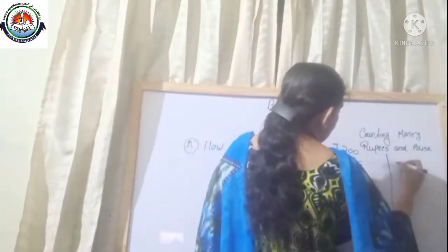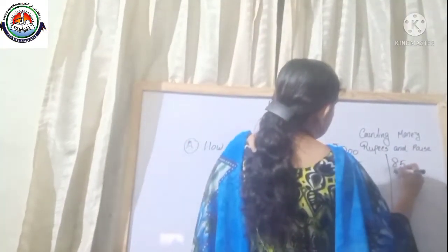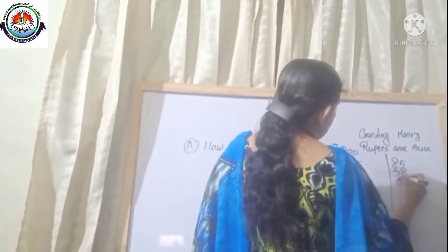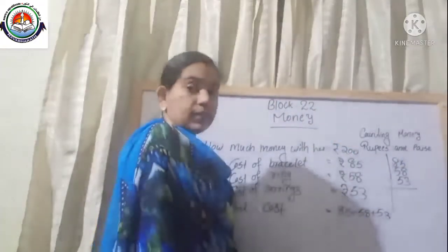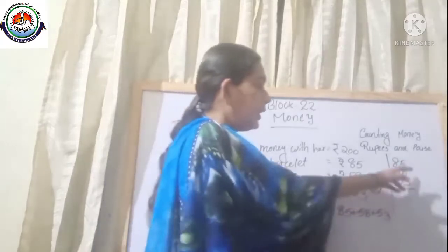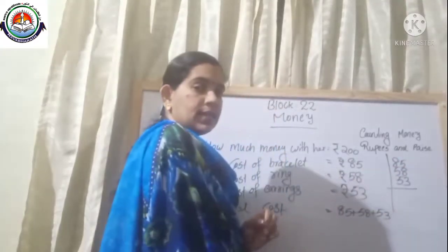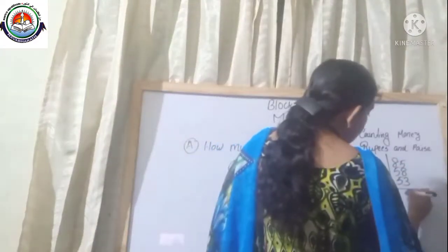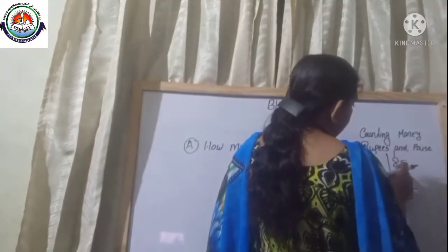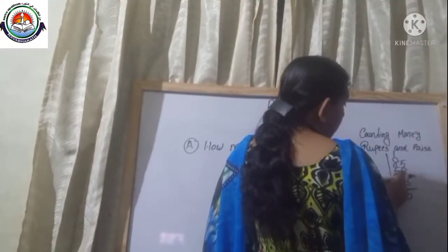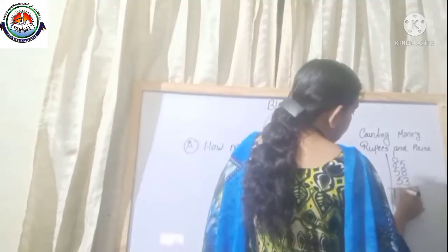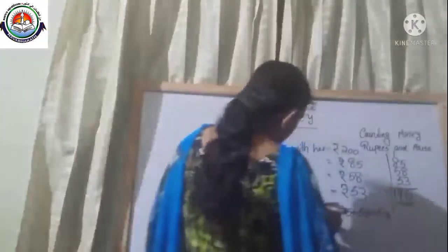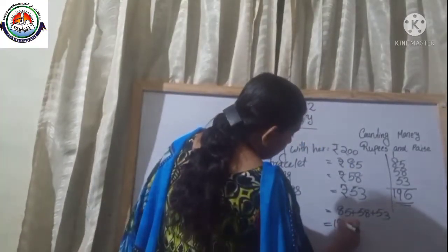So this is the working column I do here. 85 plus 58 plus 53. 8 plus 5, it's 13. 13 plus 3, 16. In 16 you write 6 here, 1 as a carry. 5 plus 5, 10. 10 plus 8, 18. 18 plus 1, 19. So what is the total cost? 196.